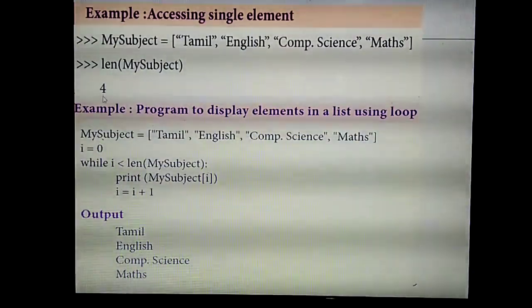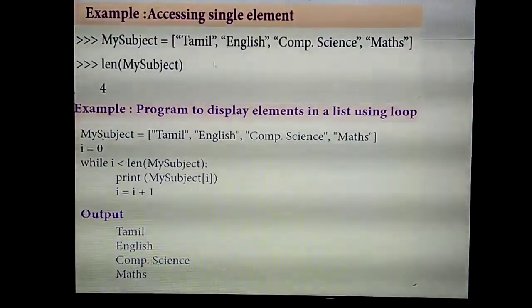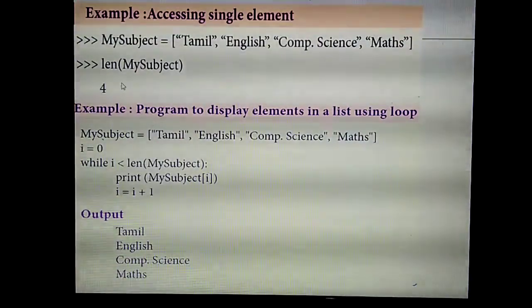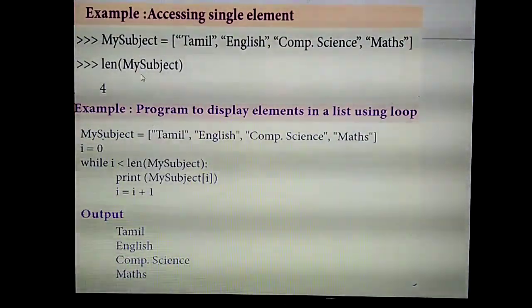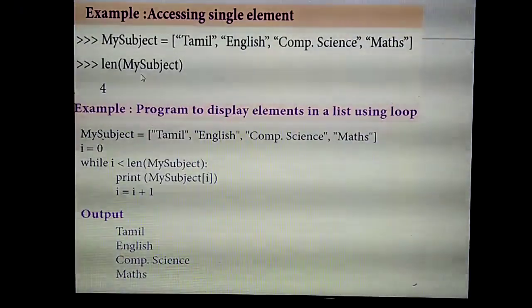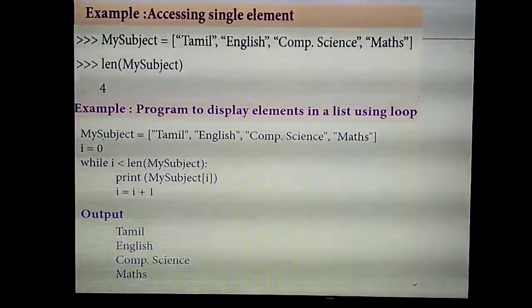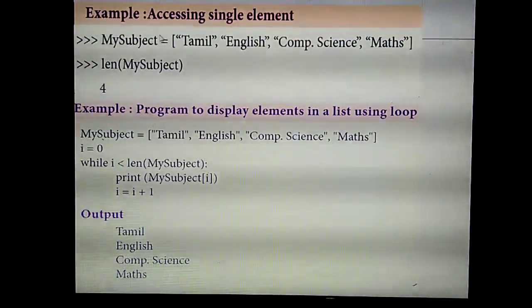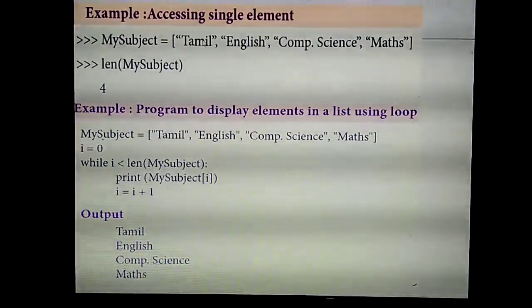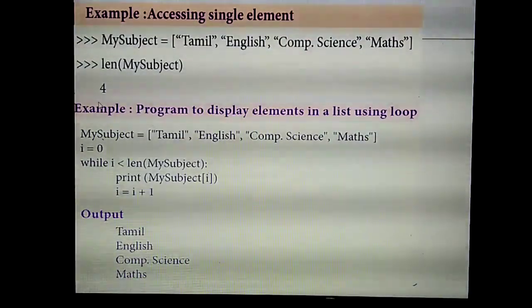So see the output. How many elements will it return as output? 4. 1, 2, 3, 4. Understand what's the use of the len() function? The len() function will return the number of elements present inside the list. Understand? So next, here you see the program accesses a single element. That means it will give the result as a single element.